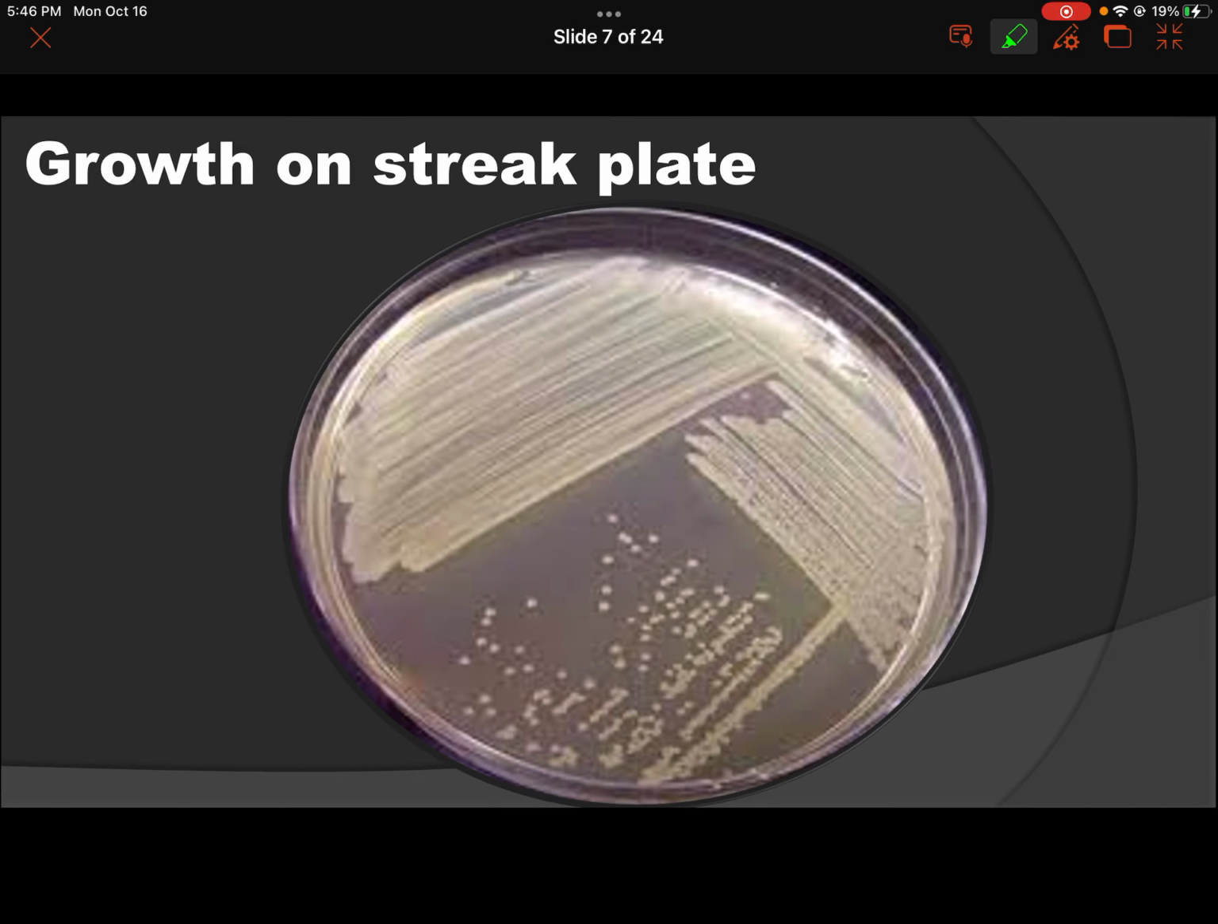Okay, you also have this one. This is in nutrient agar. So you can see here a pure culture, one single colony. So if you want to identify what microorganism this is, then you just have to touch one single colony.